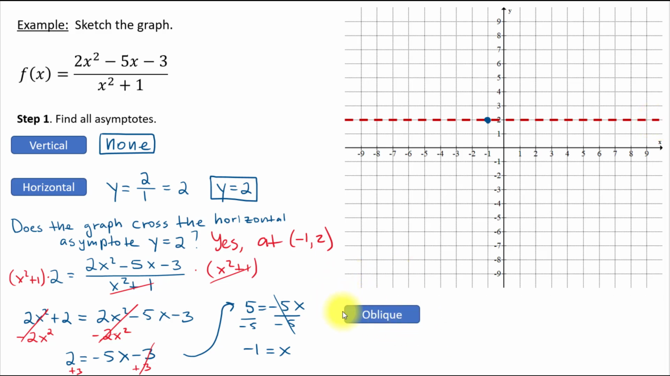Now, what can we say about the oblique asymptote? Well, it looks like the graph will not have an oblique asymptote because the degree of the numerator is not 1 more than the degree of the denominator.